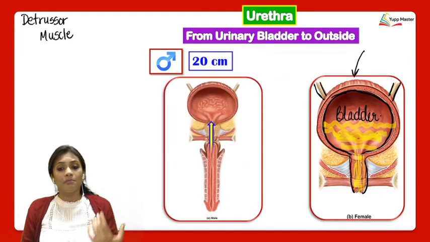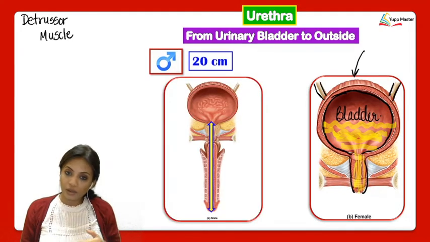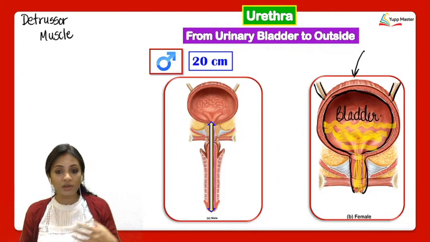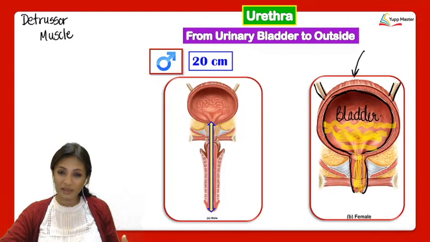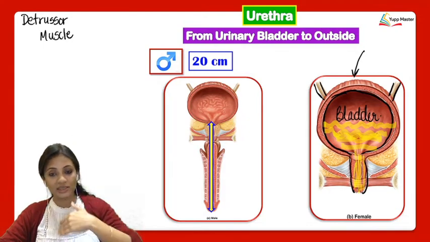All right, in males we see that it is longer than in females, because in males it has to pass through the whole copulatory or mating organ, and that's why it is longer in males.